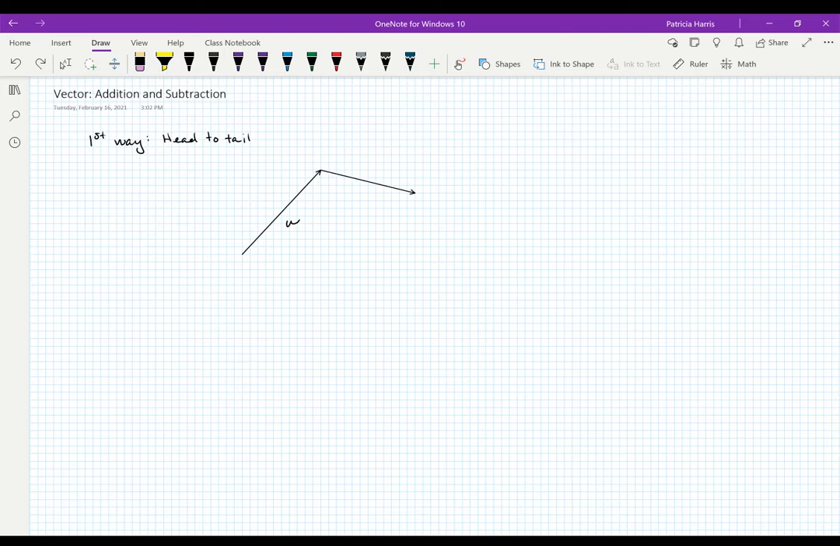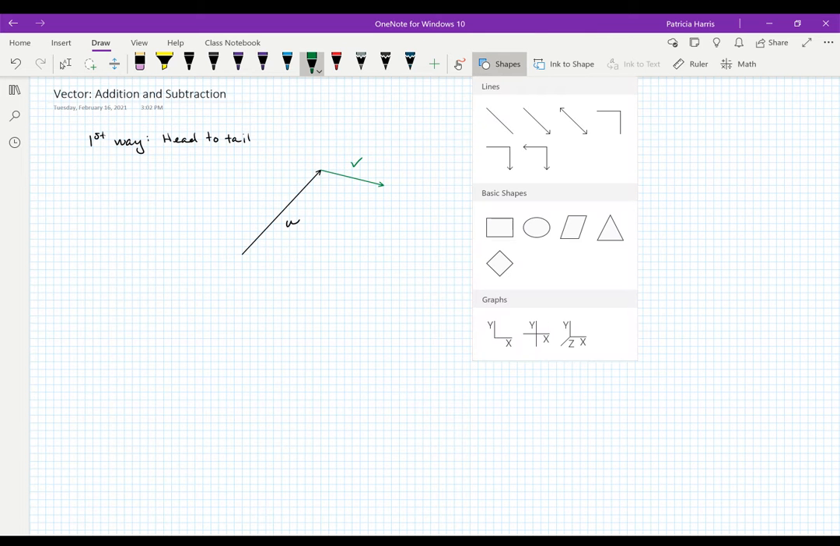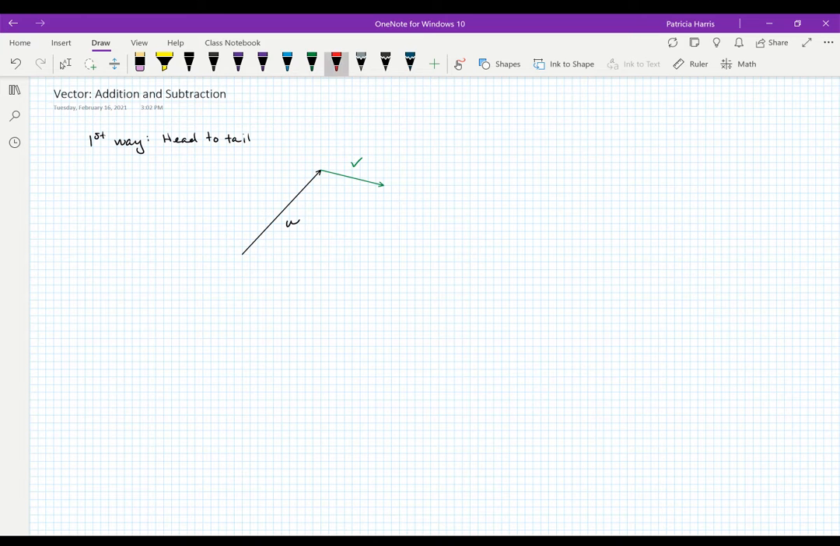Okay, and if we want to add those two, we basically put the head of one angled to the tail of the other. So this would be v. And then the resultant vector would be the sum, like this. That would be u plus v.